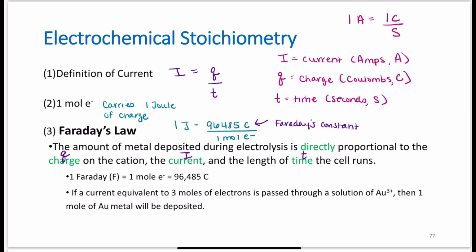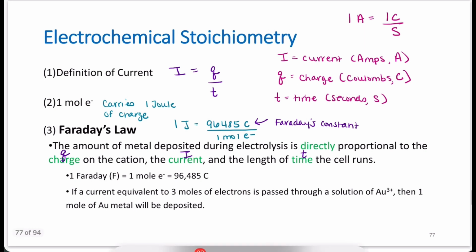Again, 1 Faraday, capital F, is equal to 1 mole of electrons equals 96,485 coulombs. It's 1 mole of electrons passed in the system. It's implied in the definition.